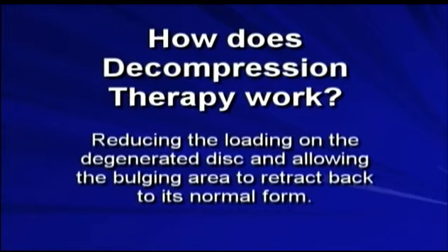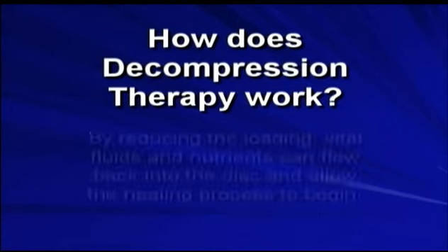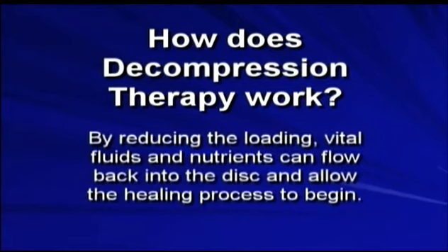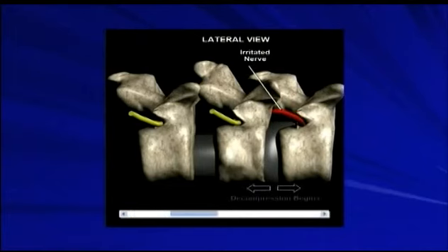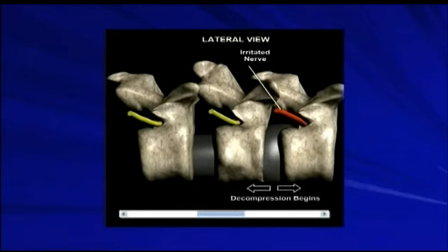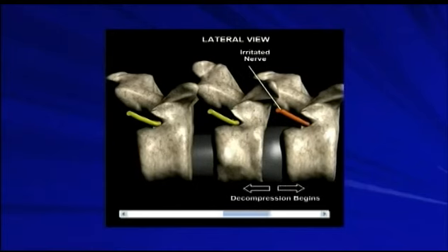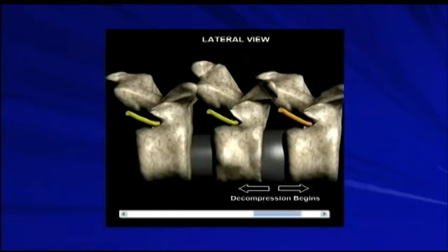Decompression therapy works by reducing the loading on the degenerated disc and enabling the bulging area to retract back to its normal form. By reducing the loading, vital fluids and nutrients can flow back into the disc and allow the healing process to begin. Let's animate the decompression process on a bulging disc within the lumbar area. Notice that with decompression therapy, the disc can retract to its natural form and normal height is restored.